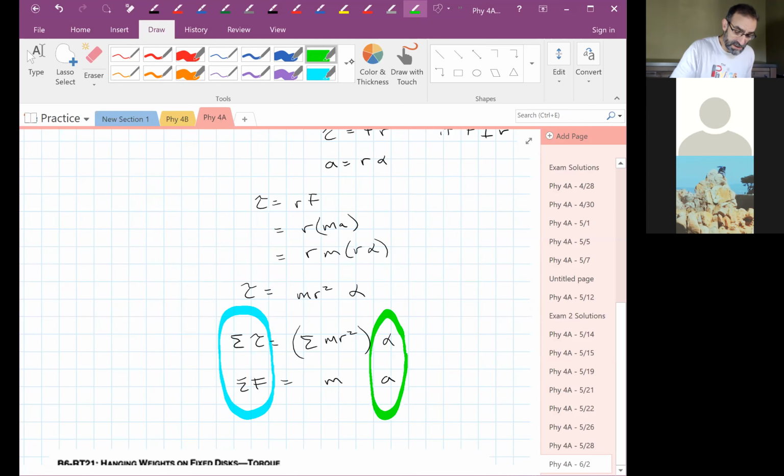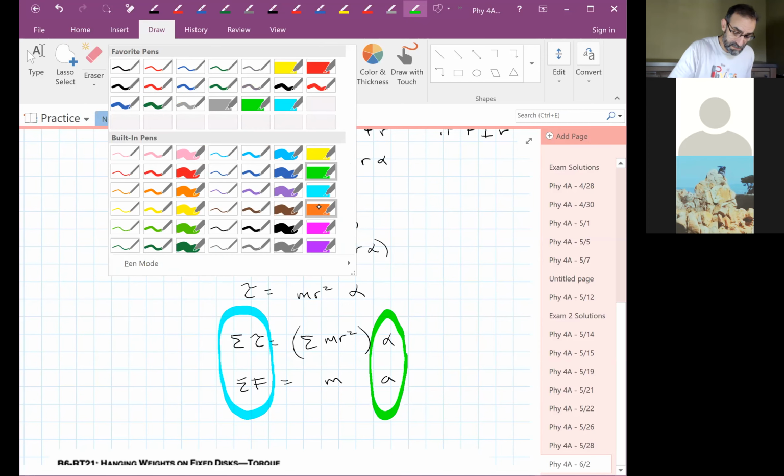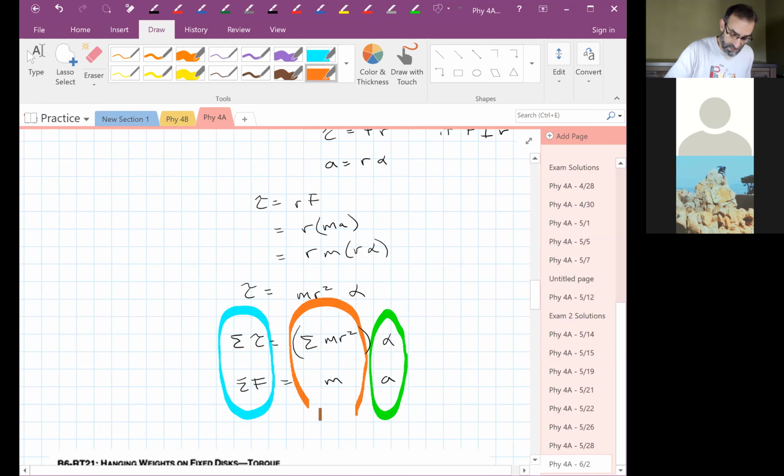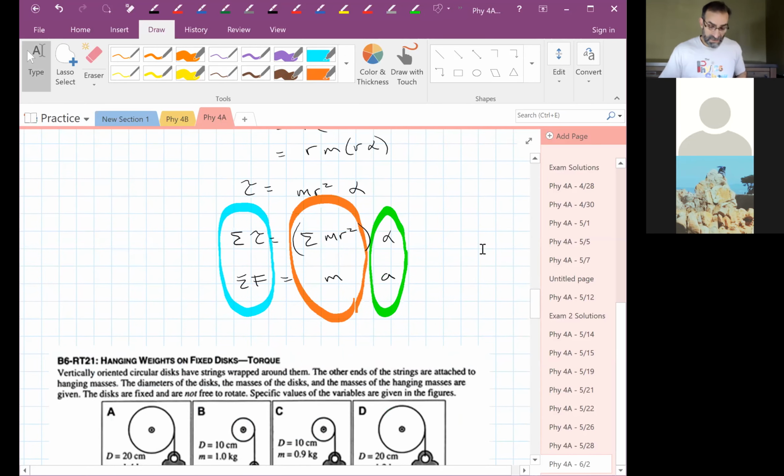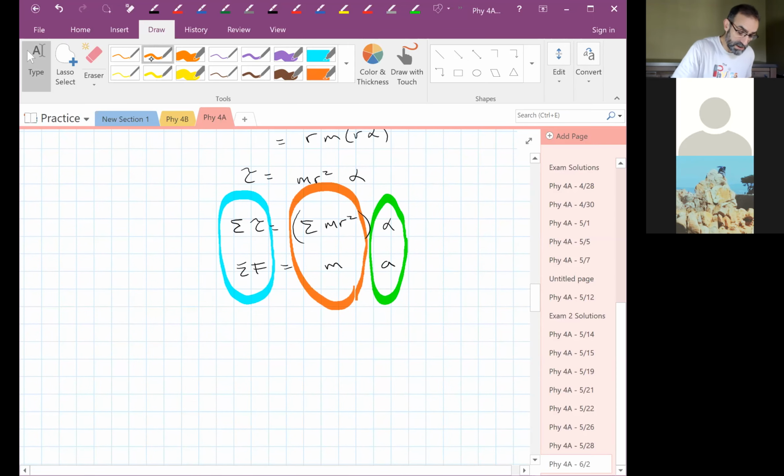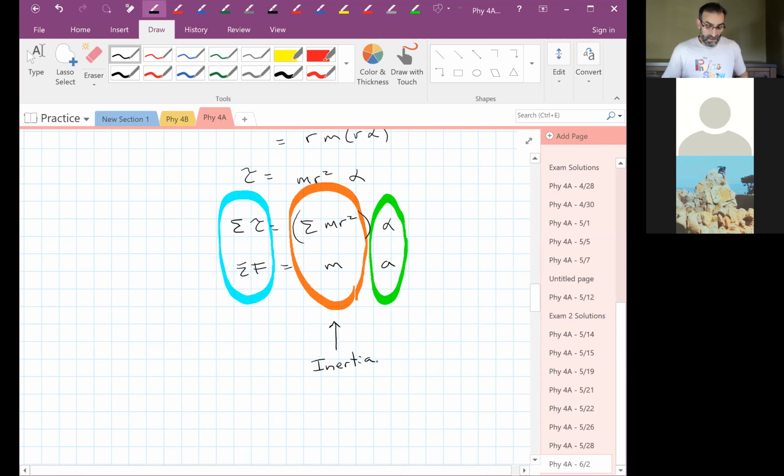So these two things should line up, should be the same thing. One is the translational inertia, one is the rotational. Okay. So this is for point objects. Let's talk about it a minute.